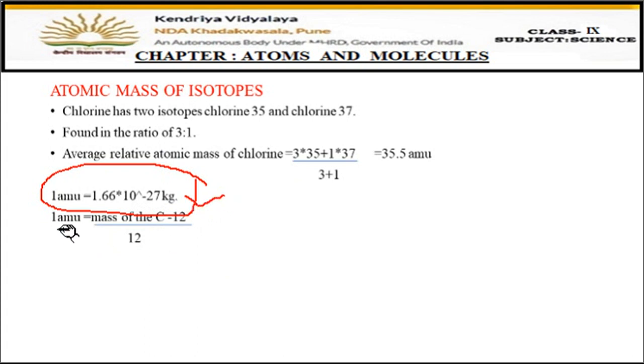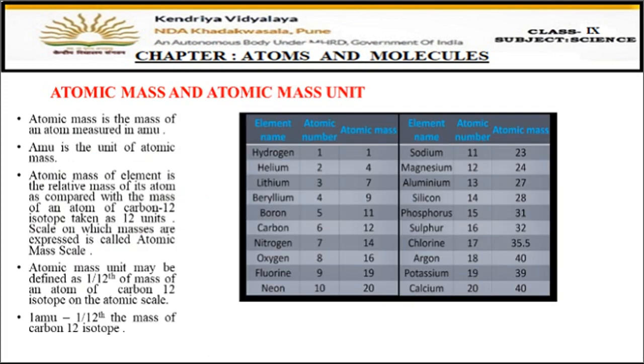In another format, we can write that when the mass of the carbon 12 atom is divided by 12, this value is equal to 1 atomic mass unit. So you can see here, 1 AMU is equal to 1 upon 12th the mass of the C12 atom. The mass of the C12 atom divided by 12 comes to the value of 1 AMU.